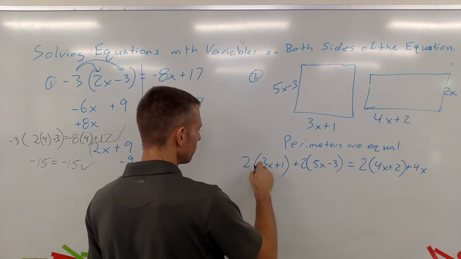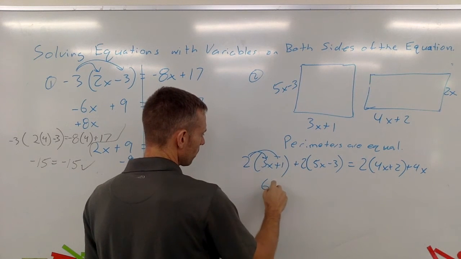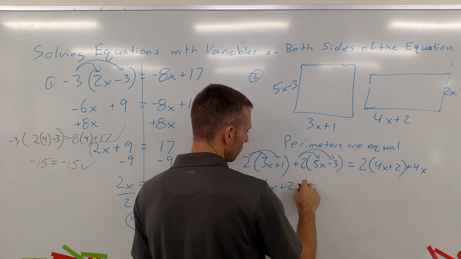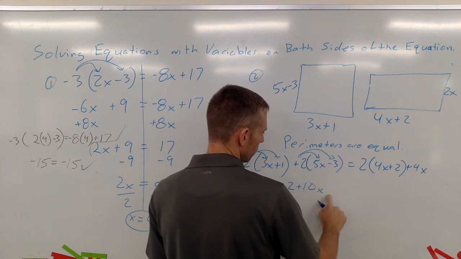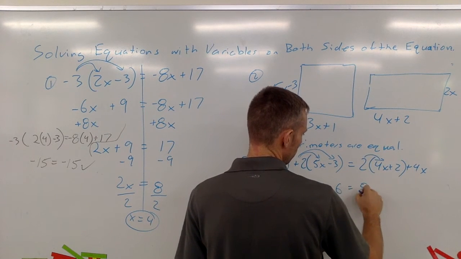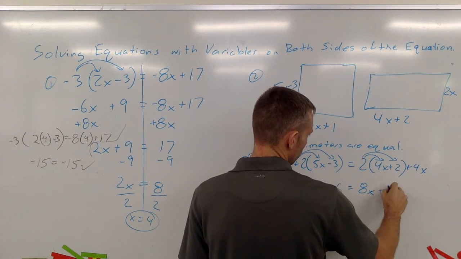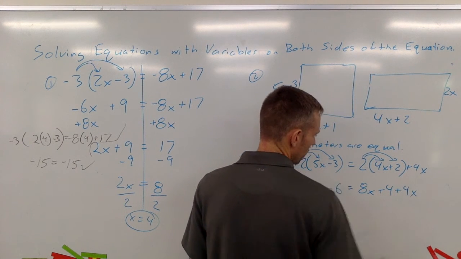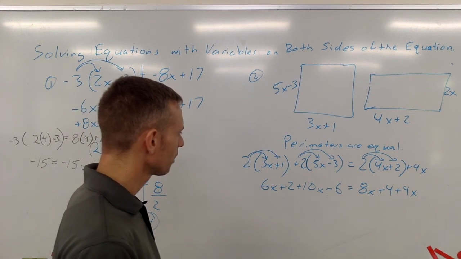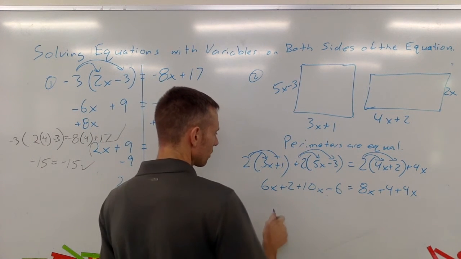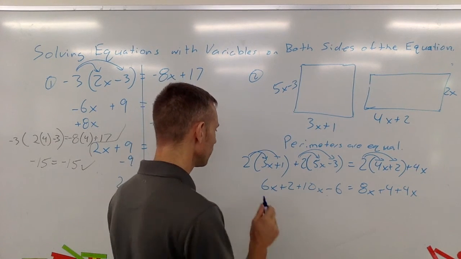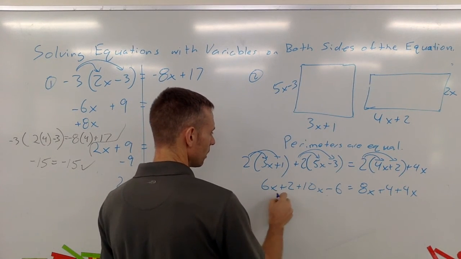Now, I'm going to use the distributive property here. 6x plus 2. Another time the distributive property, plus 10x minus 6. Distributive property, 8x plus 4, plus 4x. I realize I'm moving very fast, but please stop and watch again or pause so that you can write the things down. Not just what I'm writing, but the things I'm saying.